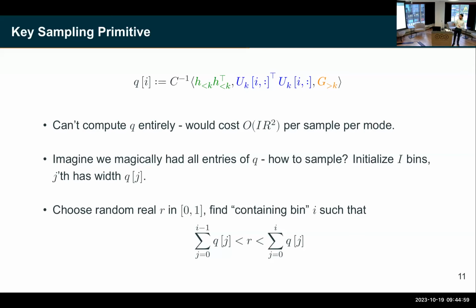It's a very well-studied problem with very efficient data structures, but I'm going to take a very naive approach to doing this, and that is the following. I'm going to choose a random real number in the interval 0 to 1, and then initialize a set of I bins, where the jth bin has width q_j. Then I'm going to find the containing bin I for this random value that I've drawn. You can think of this as throwing a ball into this set of variably sized bins and finding the bin that contains it. This is equivalent to sampling from the distribution, and I formalize what containing bin means over there in terms of the prefix sum.